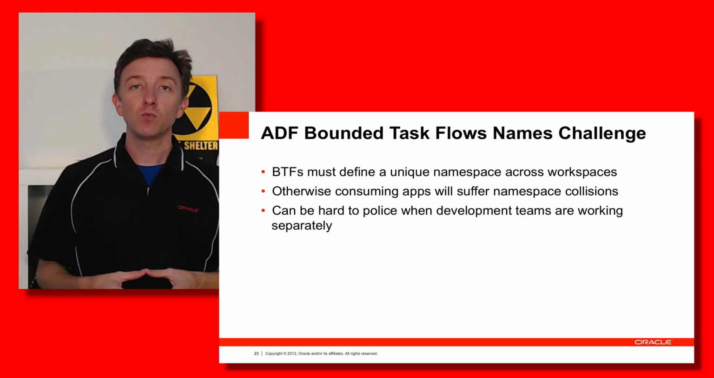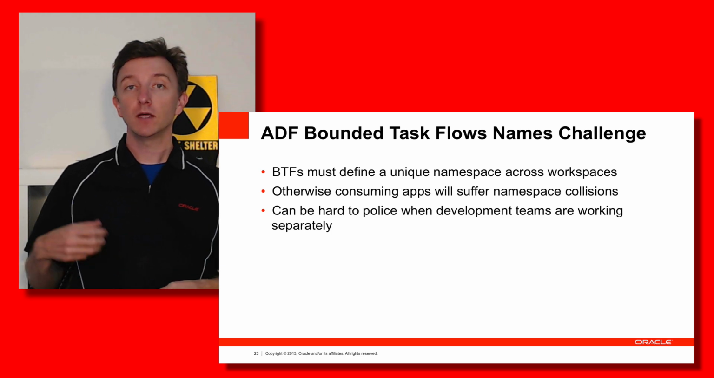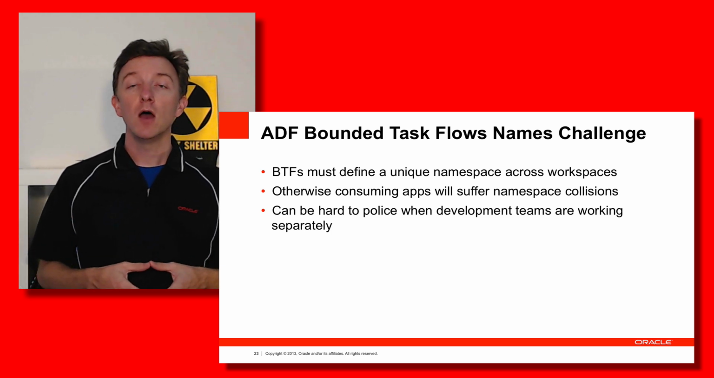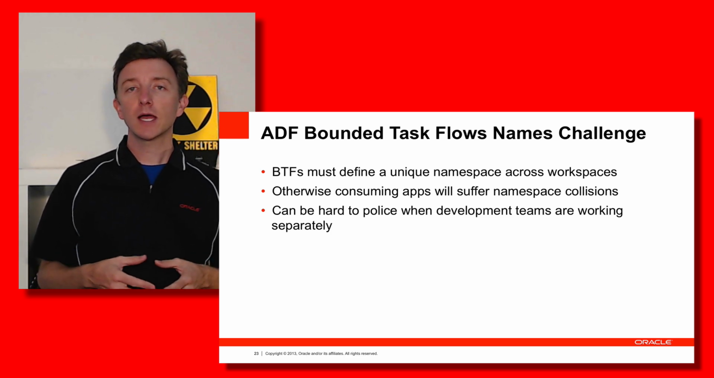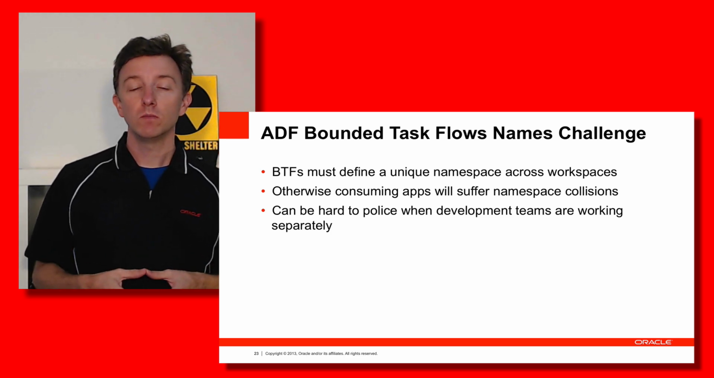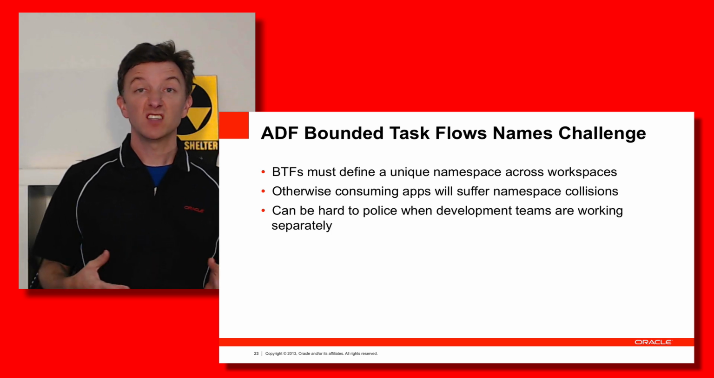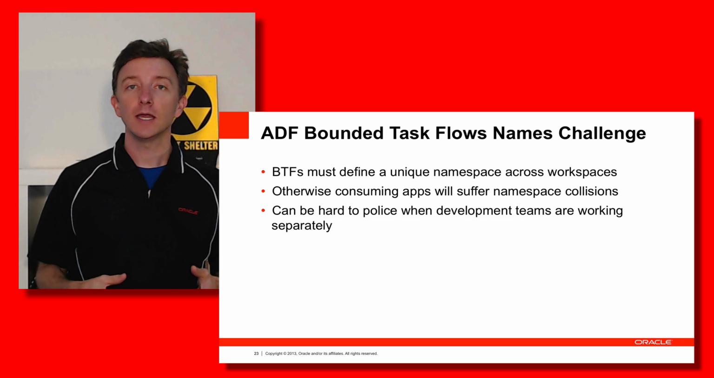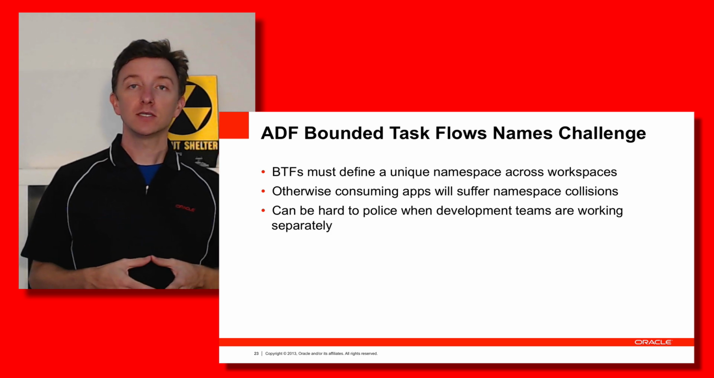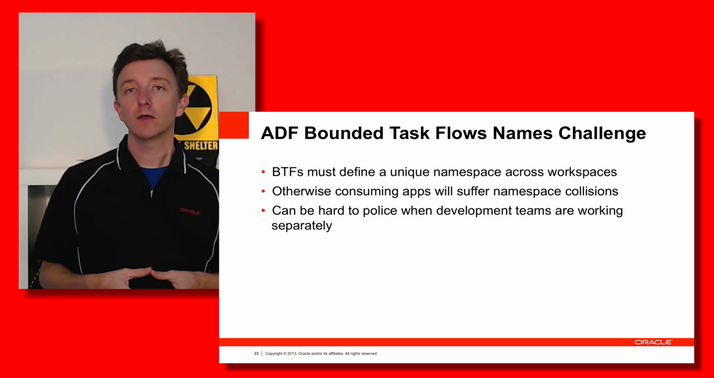And as you can imagine, when we've got separate development teams working on different parts of our application, often different BTF workspaces, this can be a hard thing to enforce. So let's talk about a couple of the solutions to that problem. But before we do that, we've got to answer the question, how is a bounded task flow ID actually structured, such that we know how to make them unique?